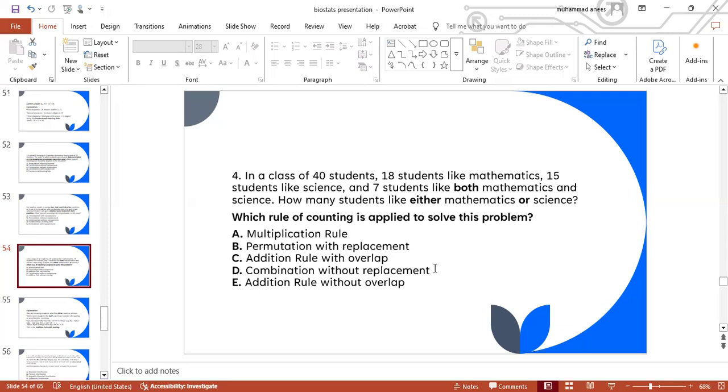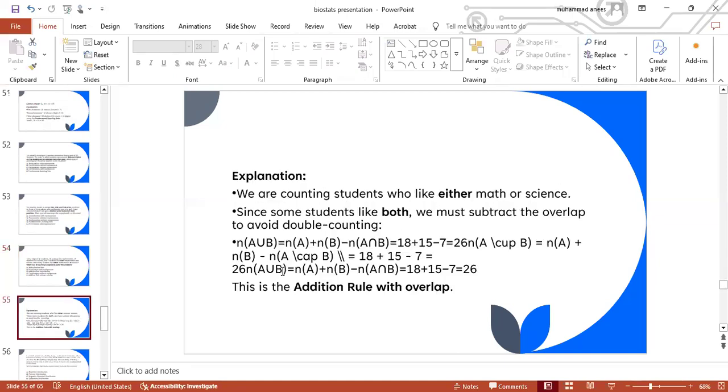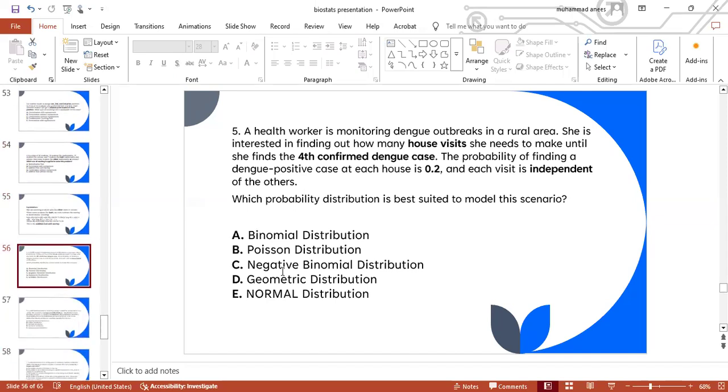Yes, C is the correct answer. Addition rule with overlap, since we have students who like both of these subjects. So "both" will show the overlap, and "either or" will point towards the addition rule. This is the explanation.